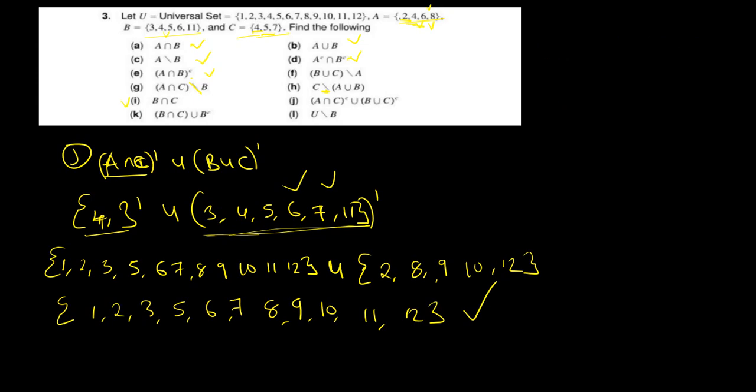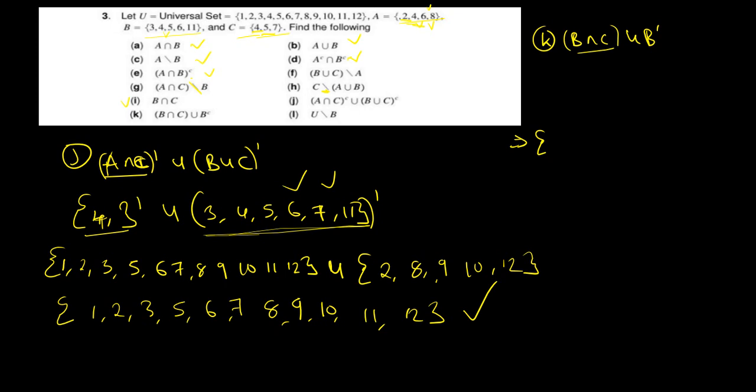Let's go to K now. Okay, K is giving us what? B intersection C, union B complement. So for me to solve this one, I'll list first B intersection C. So B intersection C will be B intersection C.